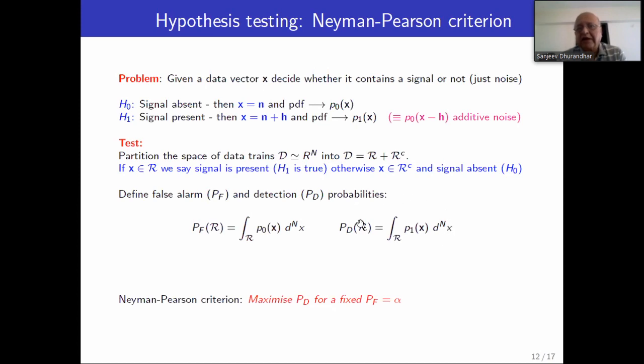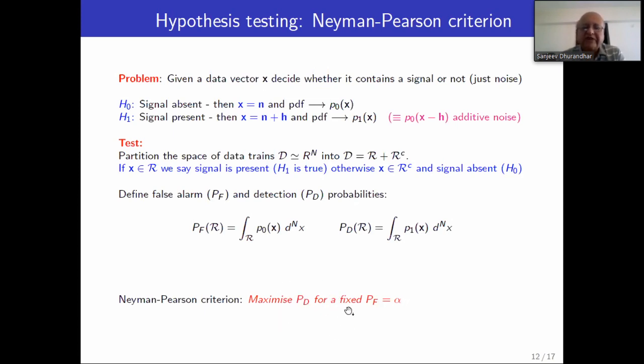And the other thing is the detection probability, which you want high, something like 90% or 95%, where you integrate P1 of x over R, the region in the space of data trials. So this is PD. The Neyman-Pearson criterion tells you to maximize PD for a fixed PF. That means PF equal to alpha. You fix PF equal to alpha.